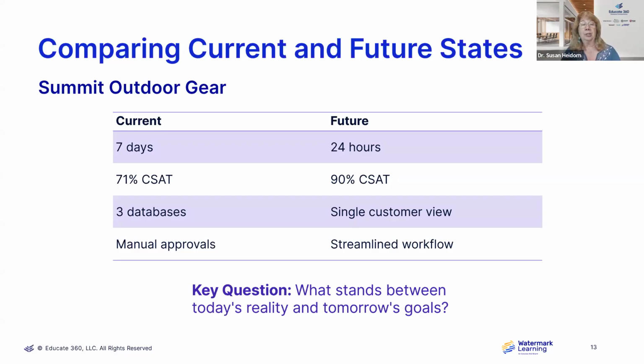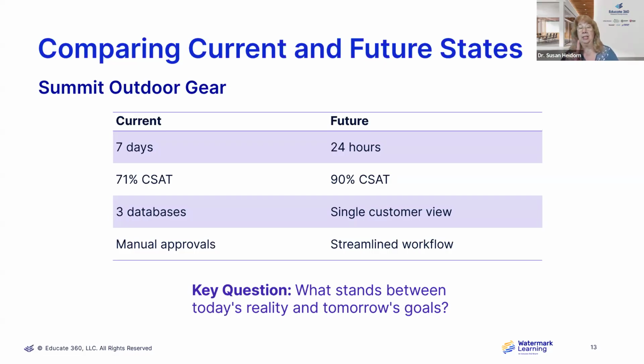Okay, so our customer service satisfaction rates are 71%. We'd like that at 90. We have data in 3 databases. Maybe we want a single customer view so they're not having to look all over for their stuff. And then maybe we have manual approvals. We grew fast. We were just kind of putting things together as we needed it. And now we have a hodgepodge of spaghetti. We've got to streamline that workflow.